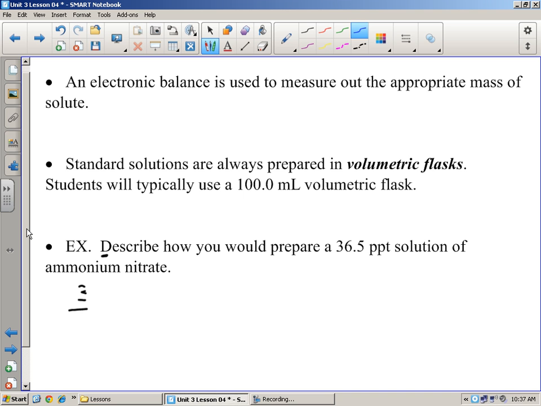We also need something called the volumetric flask. Volumetric flasks are good at one thing and one thing only, and it's measuring a specific volume. I'll show you some today here. Standard solutions are always prepared in volumetric flasks. Always, always. Students typically use a 100 milliliter one. So, this is important.